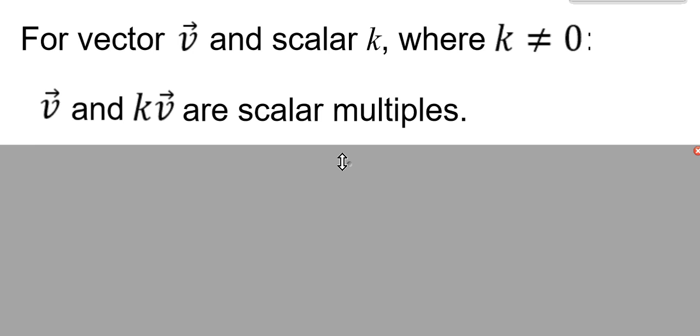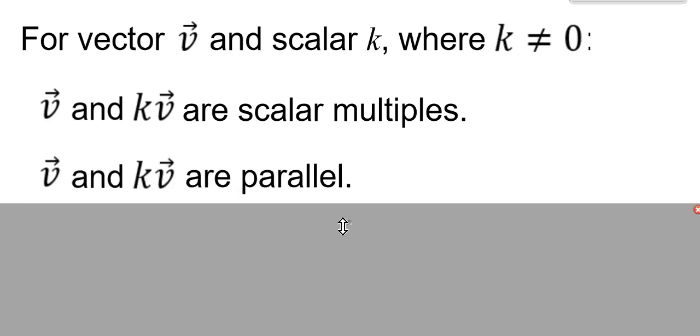So here in general, if we have a vector v and a scalar called k, where k is not equal to 0, we say that v and kv are scalar multiples of each other. So they're just multiples of each other. They've been multiplied by a scalar. Now that statement means exactly the same thing as saying that v and kv are parallel. So remember from an earlier lesson, parallel vectors go in the same direction or in opposite directions.